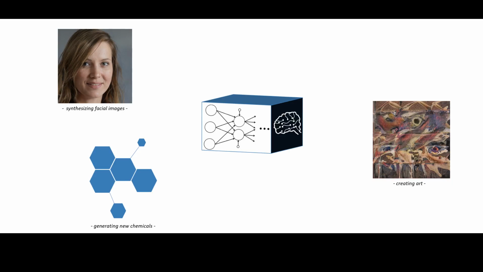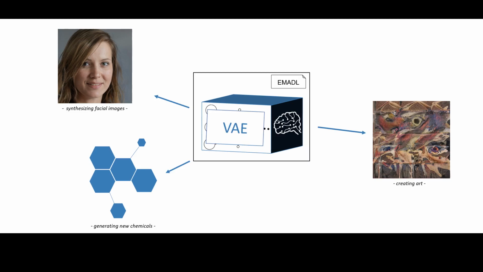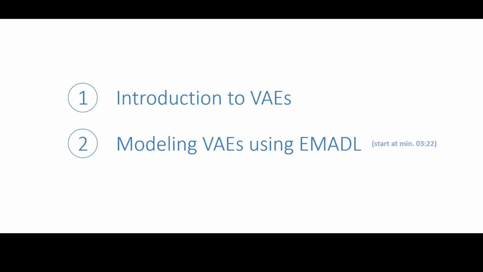In recent decades, neural networks have become a popular tool for modeling artificial intelligence, and an important task is to mimic creativity by synthesizing new content. Variational autoencoders are neural network architectures that can be used for this type of task. We can use the embedded toolchain to model and train this architecture effortlessly and deploy them in applications.